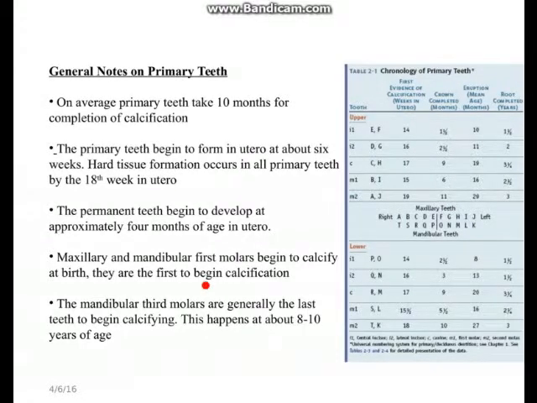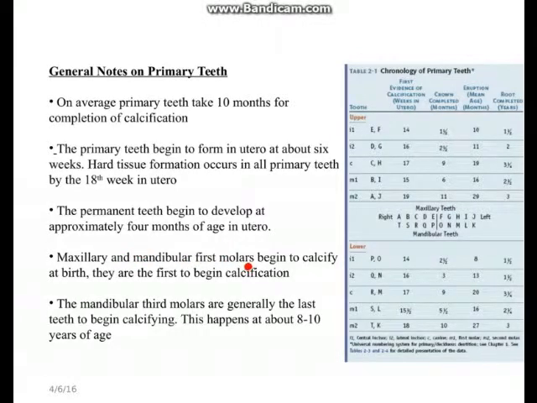Primary teeth, on average, take 10 months for completion of calcification. Yeah, we said between 10 months to a year, right? The primary teeth begin to form in utero at about 6 weeks. Hard tissue formation is in the 17th week in utero. The permanent teeth begin to develop at approximately 4 months in utero. Yep. And at birth, they start calcifying.